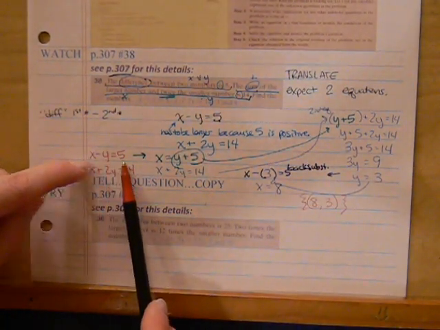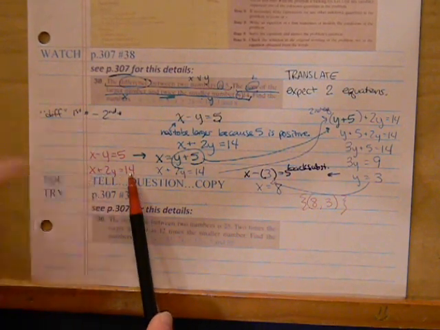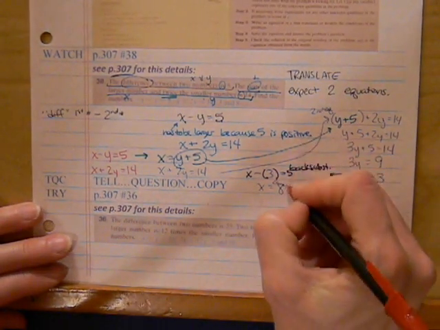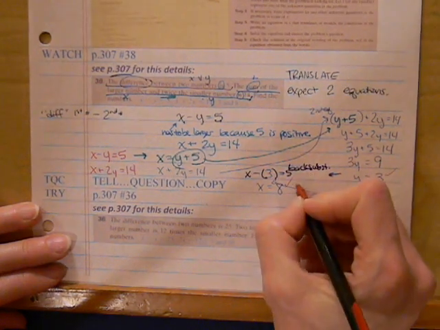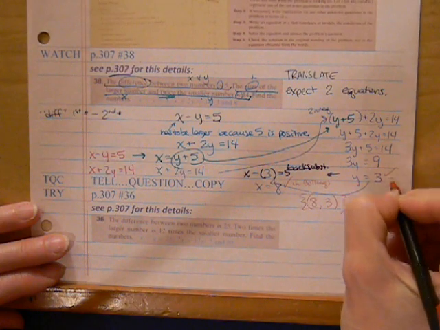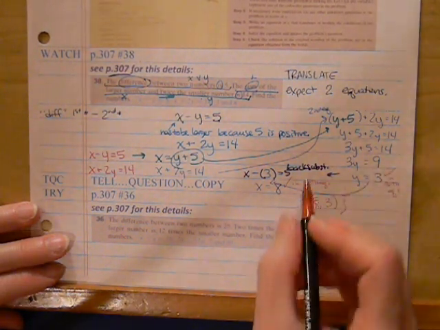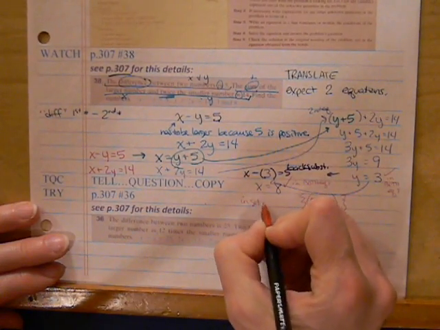8 minus 3 is 5. Yes, that checks. 8 plus 2 times 3 is 8 plus 6. That equals 14. So they do check. The 8 and the 3 checks in both equations. And then there's our answer in set notation.